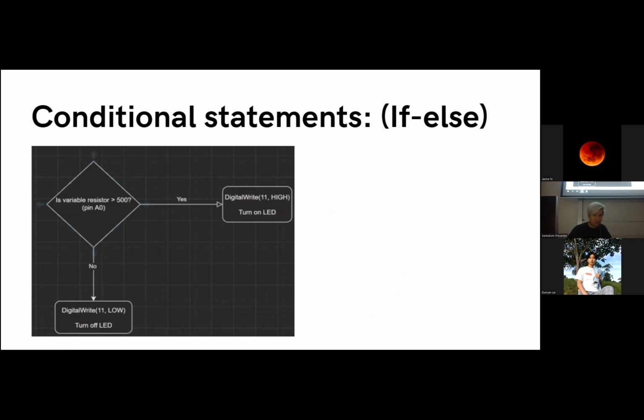If you guys haven't coded before, this is an if-else statement. Essentially what it does is it lets you branch bits of your code off. So if a condition is met, then you run a certain part of the code. Otherwise, you run another bit. If you take a look here, the flowchart has: is the variable resistor value greater than 500? If so, then turn on the LED, and if it isn't, then turn it off. And that is it written with the correct syntax.